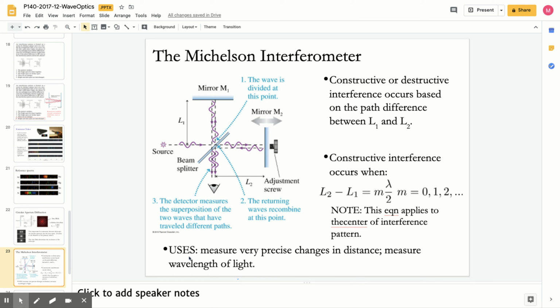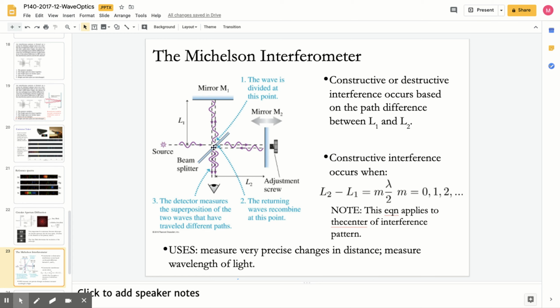Here's an example of an interferometer. This is called the Michelson interferometer. The way it works is we have a light source and a beam splitter. A beam splitter is a very good name for it: it splits the beam. Half of the beam is going to go to mirror 1, and half of the beam is going to go through to mirror 2.